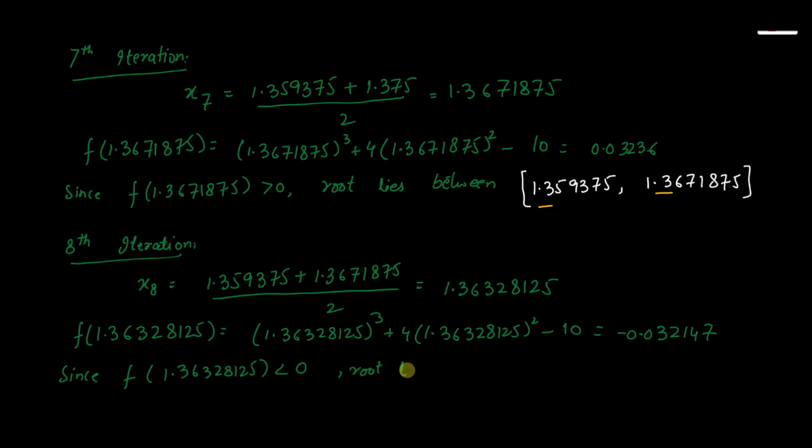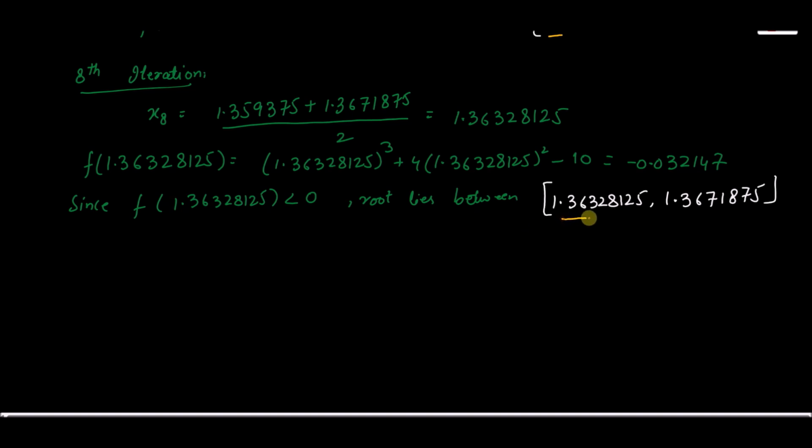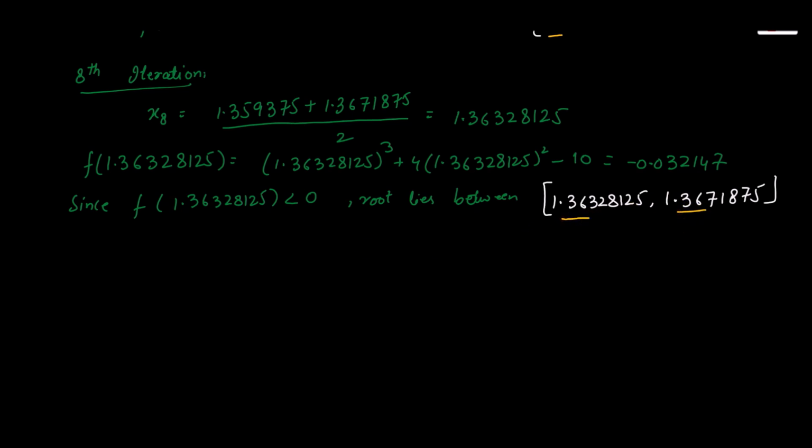So the root lies between, so we need to update on the negative side, so the value is updated to 1.36328125, comma, 1.3671875. The positive side will remain the same. Now, if we look at the results, we will achieve accuracy to 2 decimal places. So it means that in order to achieve accuracy to 3 decimal places, we need to go for more iterations. So let's proceed to the ninth iteration.